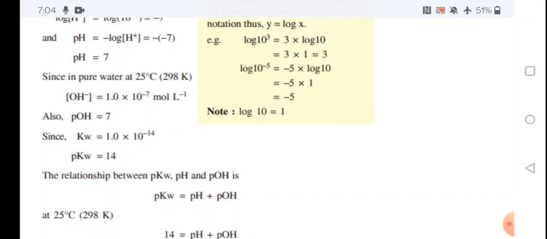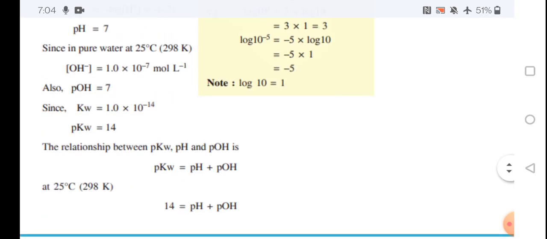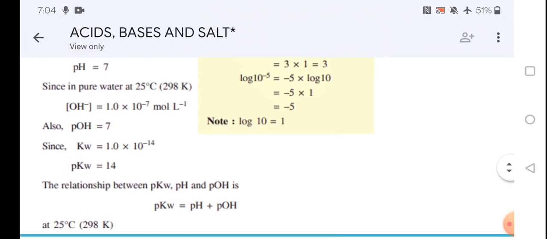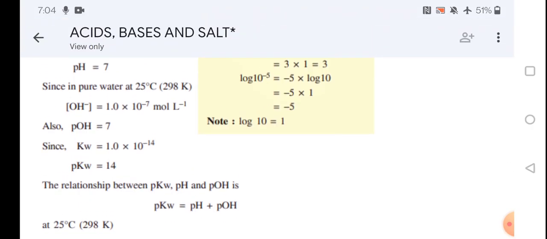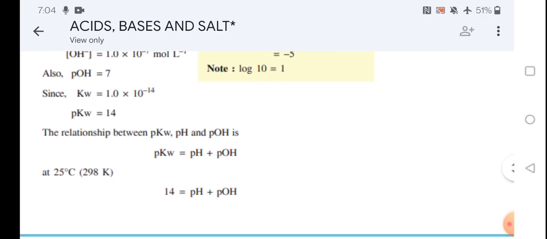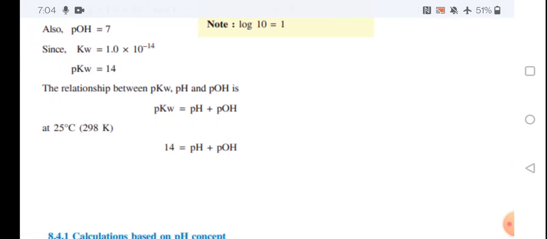So from these three equations we make one relation, that is pKw is equal to pH plus pOH. Because this is 14, adding the pH value and the pOH value becomes 14. So if we add these two, that becomes Kw. That is, at 25 degrees Celsius, the pKw value is 14. That is, the power of the ionic product constant value is 14, which is equal to pH plus pOH.